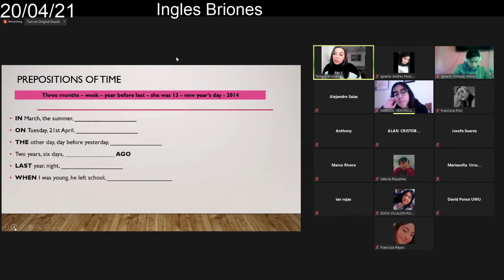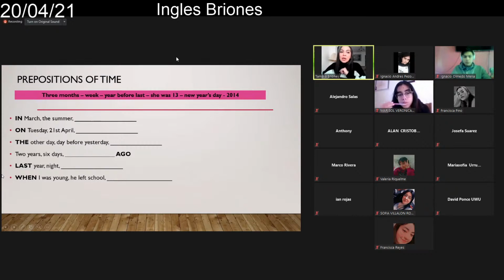Okay, so when you're talking about the past tense or making sentences with the past tense, you don't only need the verbs, you also need the context. When you start a story, you have to give the context, and you don't always say yesterday. You know, the past tense is much more extensive than that. So we're going to look at some prepositions of time and some time expressions to talk about the past.